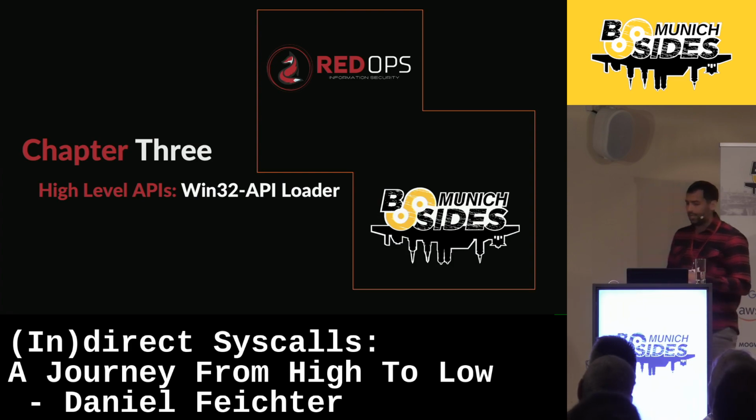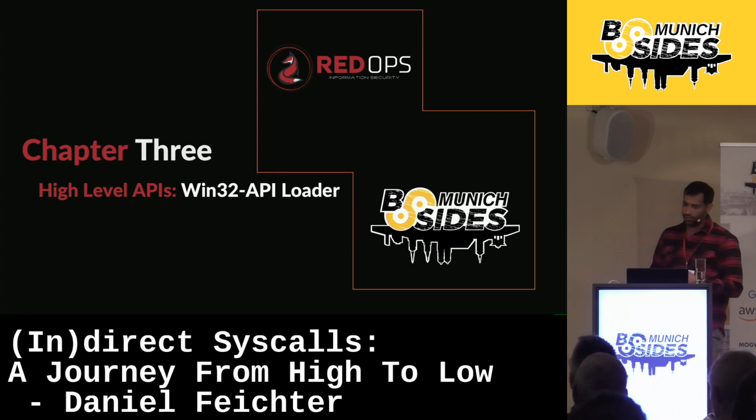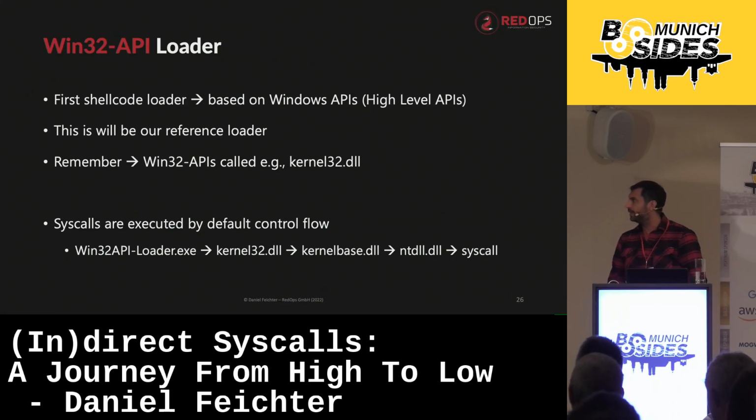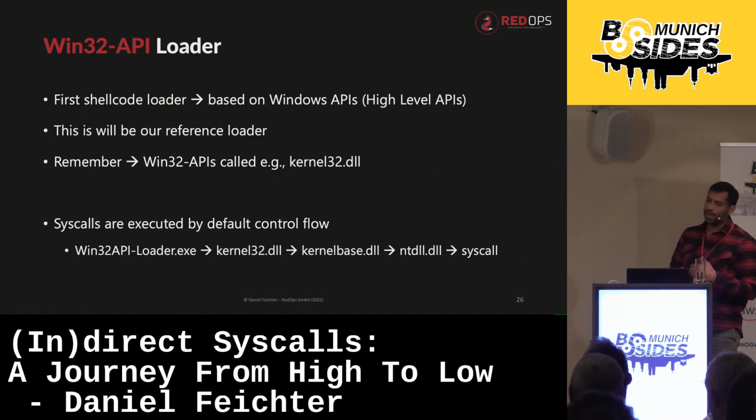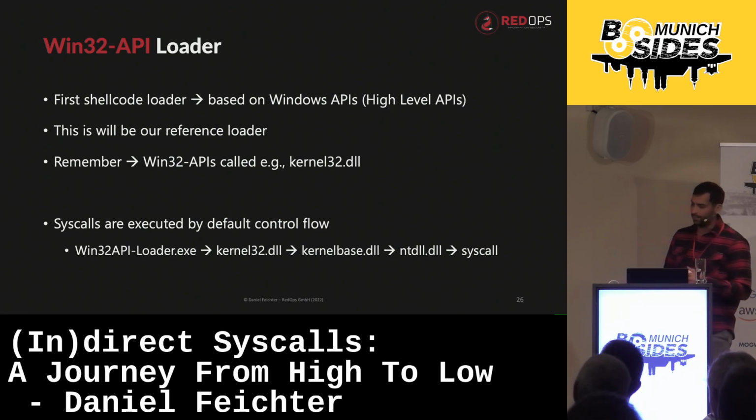Okay, with chapter 3, we will start developing our indirect syscall shellcode loader, and we start with a simple Win32 API loader. This will be our reference loader. From an evasive perspective, a Windows 32 API loader without using additional unhooking is not really useful for EDR evasion, but it serves us simply as a reference loader.